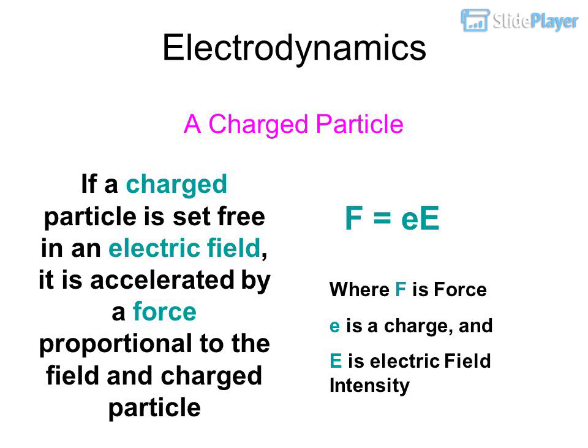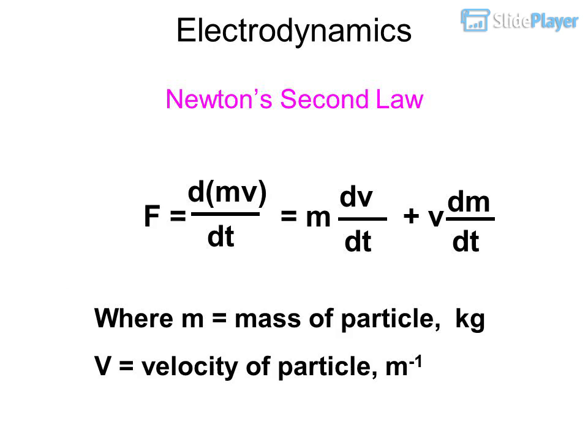Electrodynamics. F equals QE, a charged particle. If a charged particle is set free in an electric field, it is accelerated by a force proportional to the field and charge of the particle. F equals QE, where F is force, Q is charge, and E is electric field intensity. Newton's second law: F equals d(mv)/dt equals m dv/dt plus v dm/dt, where m equals mass of particle in kg and v equals velocity of particle in m/s.